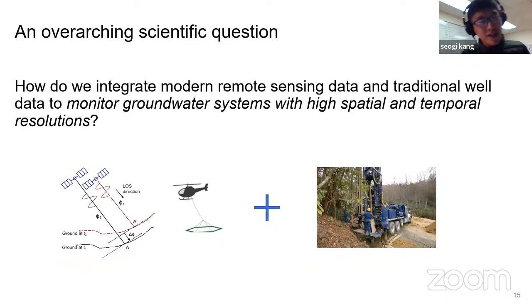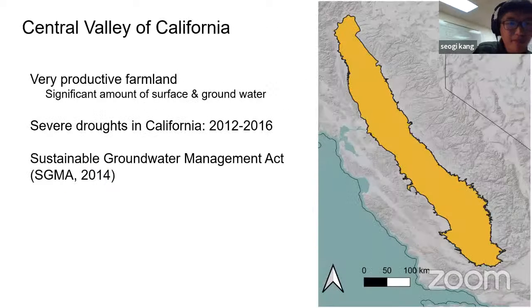So here's my overarching question. We have these two remote sensing techniques, InSAR and airborne EM, which have some advantages and some disadvantages. And we also have in situ well data that has some advantages and some disadvantages. My overarching question is: how do we integrate this modern remote sensing data and traditional well data, or in situ data, to monitor the groundwater system with high spatial and temporal resolution? That's my overarching question.